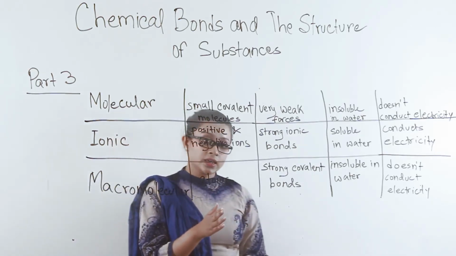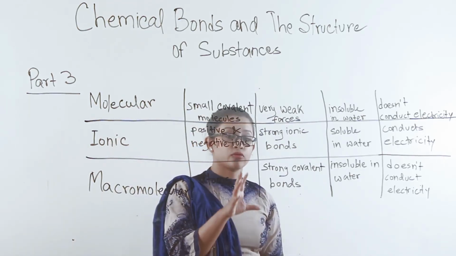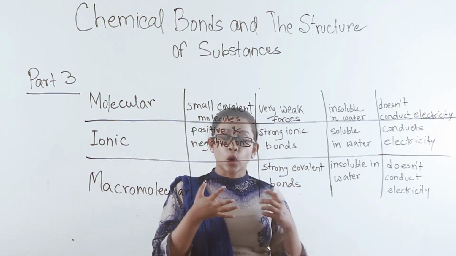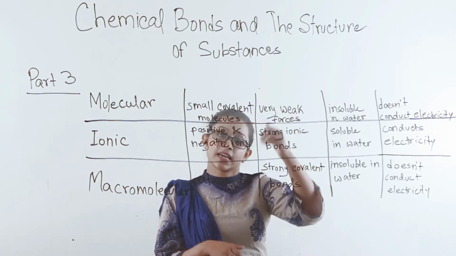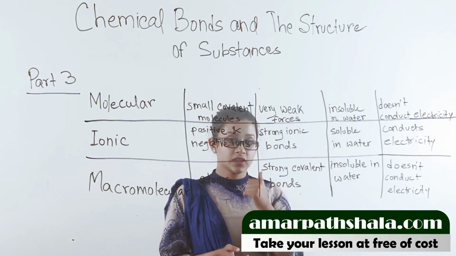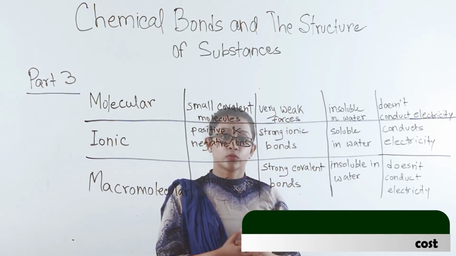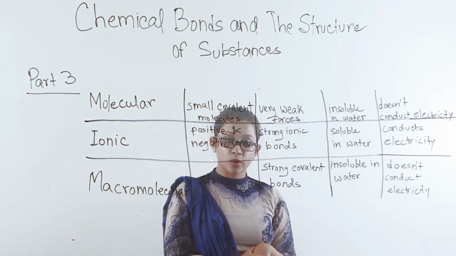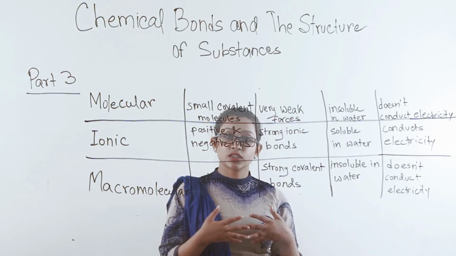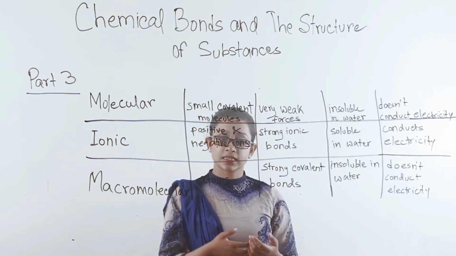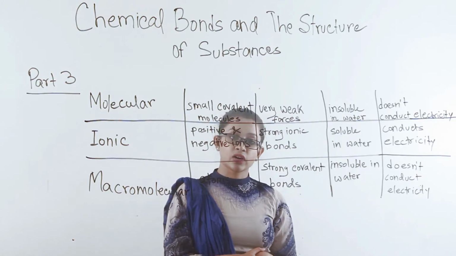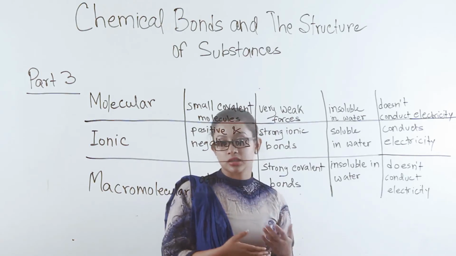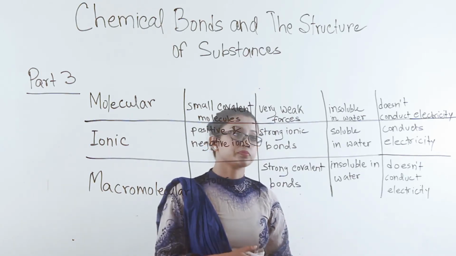Now, when we move on to the part where we have the kind of bond that holds these particles together, we see that in case of molecular substances, the bonds are very weak forces. In case of ionic substances, the bonds are strong ionic bonds due to the electrostatic force of attraction between the positive and the negative ions. In case of macromolecular substances, these bonds are strong covalent bonds, as we just discussed, like in case of diamonds.